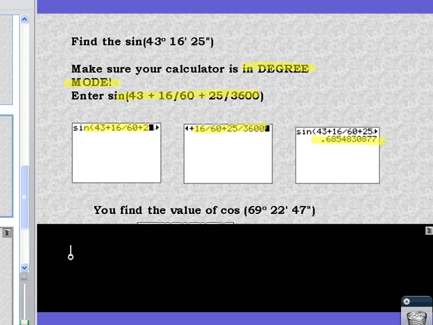You should find the value of cosine 69 degrees, 22 minutes, 47 seconds. You'll see in class what the answer is.